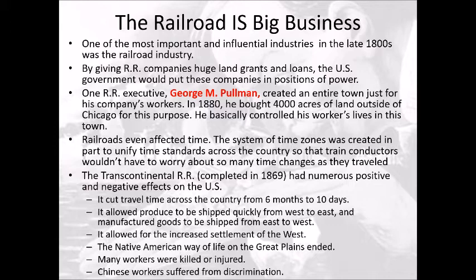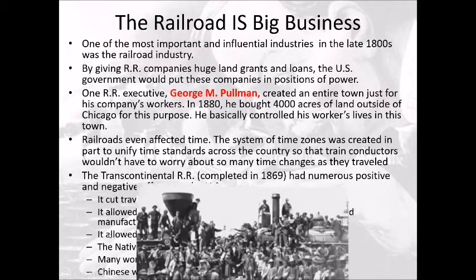The Native American way of life, though, on the Great Plains ended. As the railroads came west, the buffalo were hunted to near extinction. And for many Plains Indians, that was their way of life, not just a food source. Many workers were killed or injured on the job. It was very dangerous work. And as the Transcontinental Railroad was completed, hundreds of workers suffered. Chinese workers especially suffered from discrimination, those who worked on the Transcontinental Railroad.